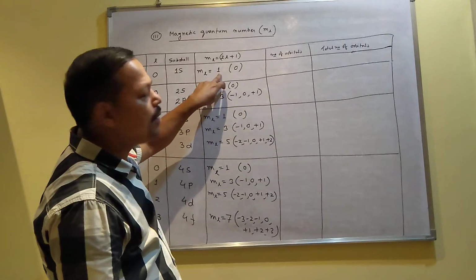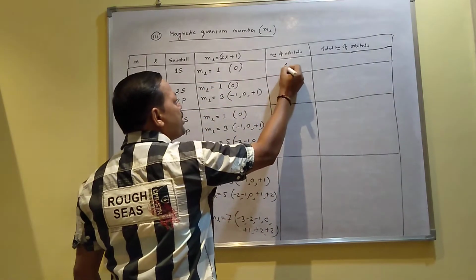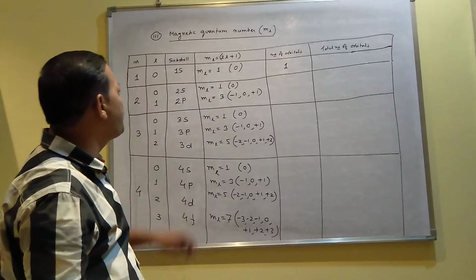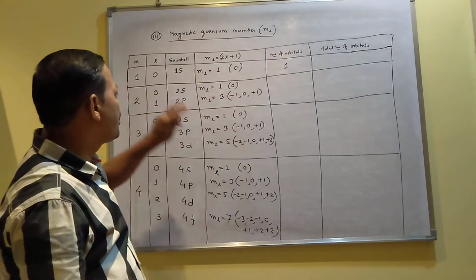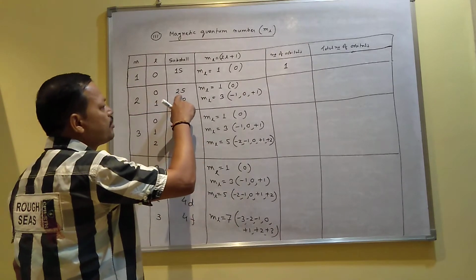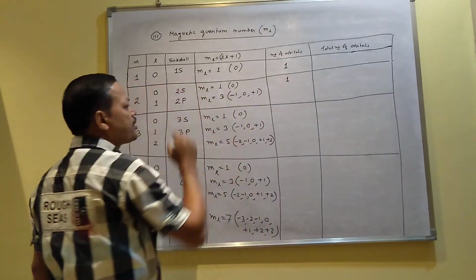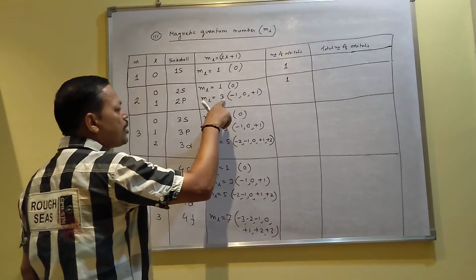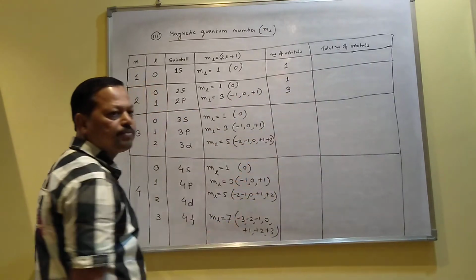Here, how many values have you got? Only one value. That means it contains only one orbital. One value means one orbital. So the 1s subcell contains one orbital. Now come to the second cell. Here 2s: what value have you got? 1. That means one orbital inside 2s. In case of 2p, you have got 3. That means the 2p subcell contains 3 orbitals.